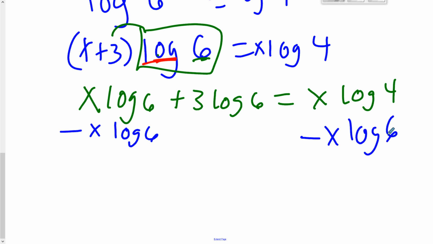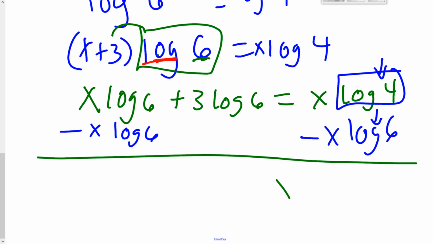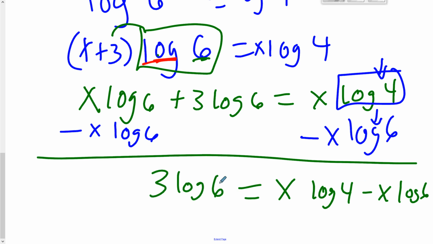And here, I cannot subtract these, because this is log of 4, which I can't think off the top of my head what that is, nor log of 6. I don't know what this number is, and I don't know what this number is. This is not 1x minus 1x. It is whatever log 4 is times x, and log 6 times x. That's what I'm subtracting here, so I can't do that. So I have x log 4 minus x log 6 equals 3 log of 6.